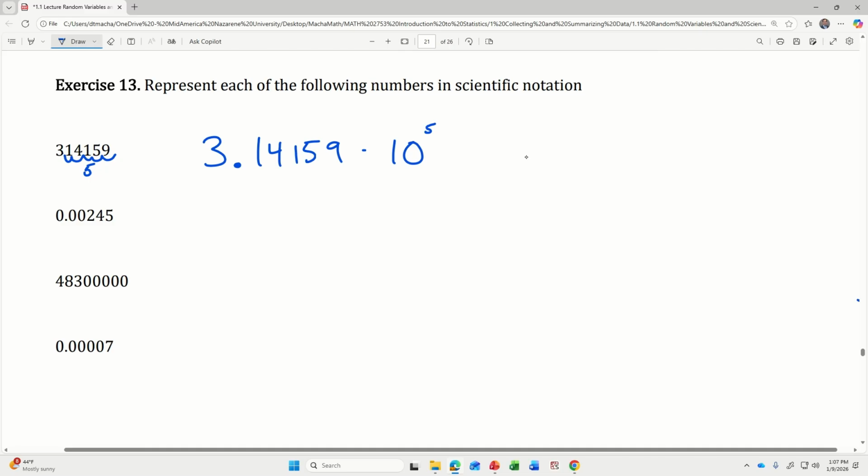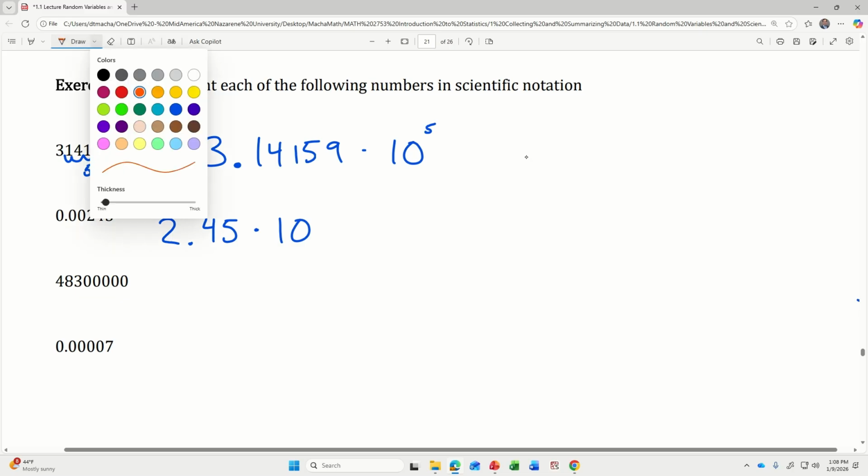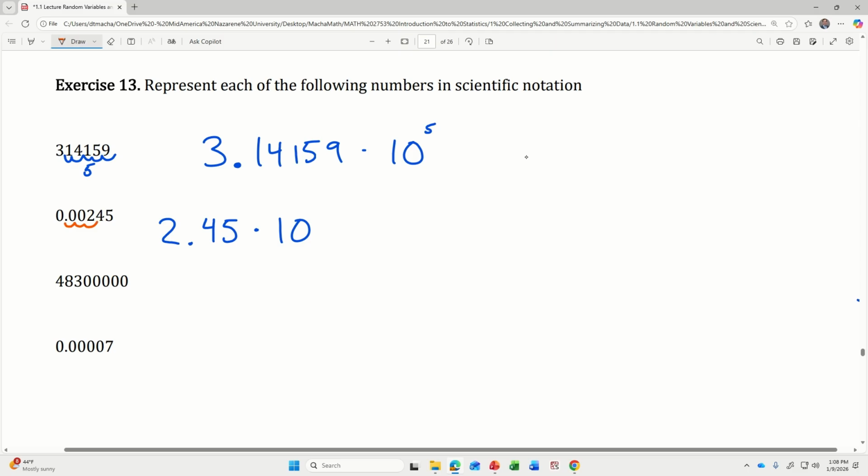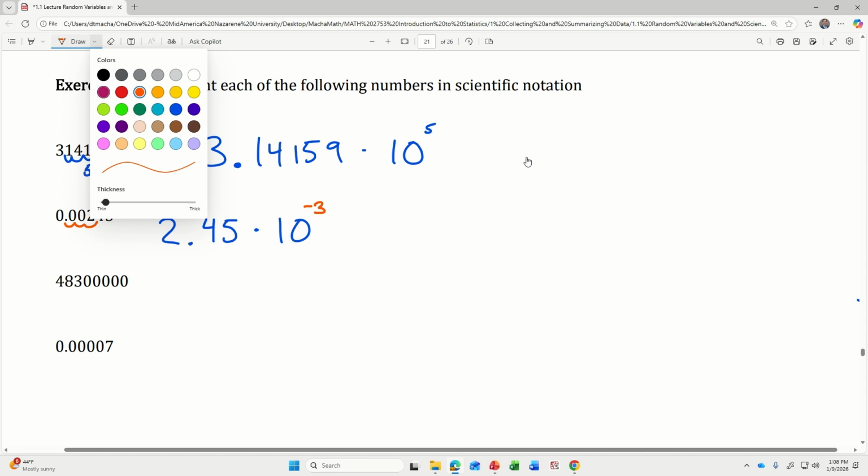What about 0.00245? I would want to write 2.45 times 10 to the power what? It'd be -2. 4, 3. Oops, I miscounted. Yeah, okay, good. 3. It's -3, because this time the decimal is moving to the right, and it's moving 3 places to the right, so we call it -3. 2.45 times 10 to the -3. Next one.